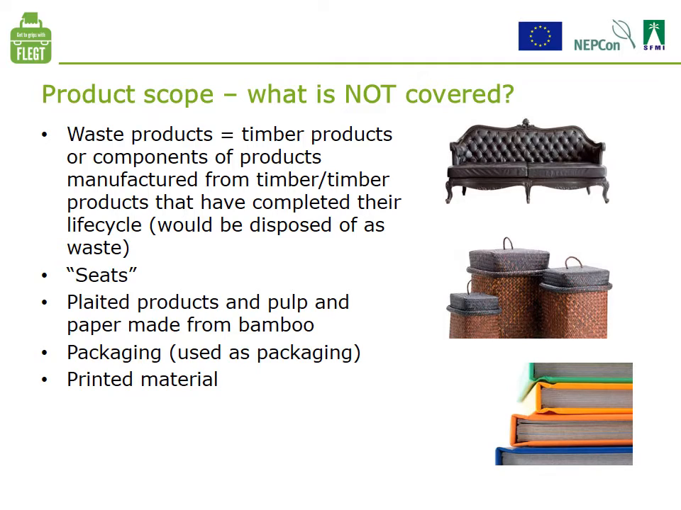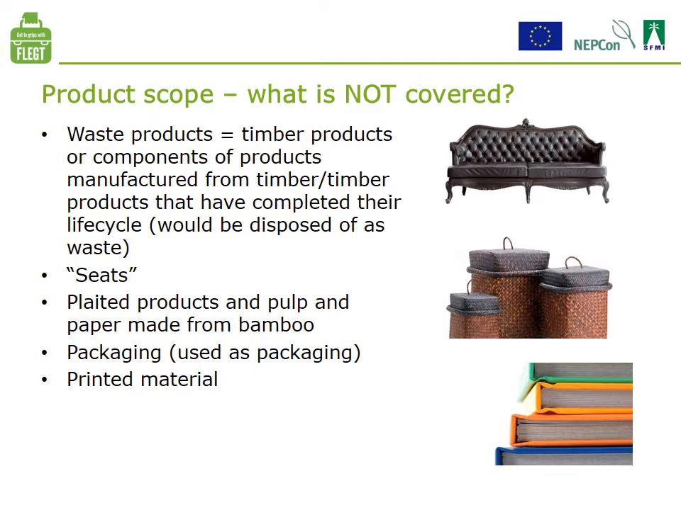A number of products that are made of wood are not covered under the regulation. Firstly, there are waste products, which are defined as timber products or components of timber products that have completed their life cycle and would have otherwise been disposed of as waste, but instead they've been recycled and reused. An example of this is furniture made from timber recovered from the demolition of houses. This exception does not apply to byproducts from a manufacturing process. This includes wood chips and sawdust as a byproduct of sawmilling. These products are not considered to have completed their life cycle.